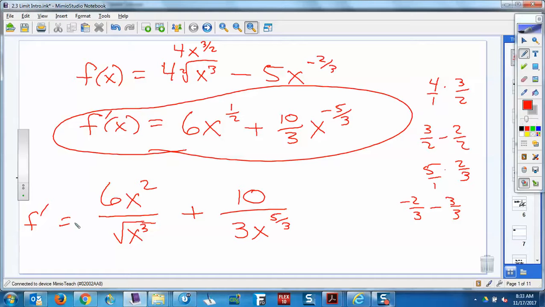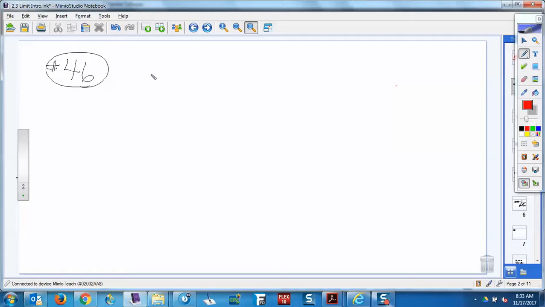All right, let's talk about 46. So 46 was f of x equals the square root of x minus 3, all over x. So what do I got to do? Ideas?